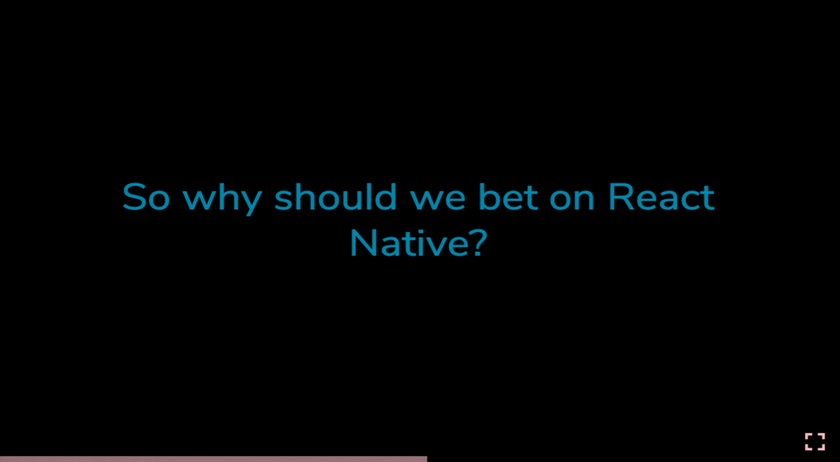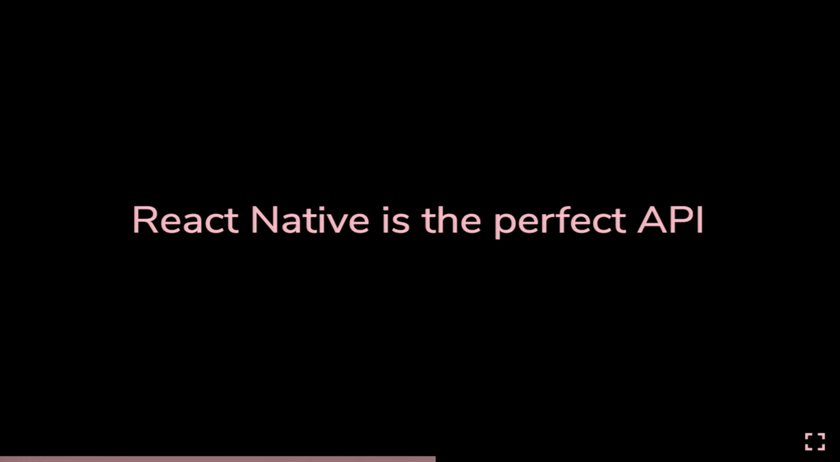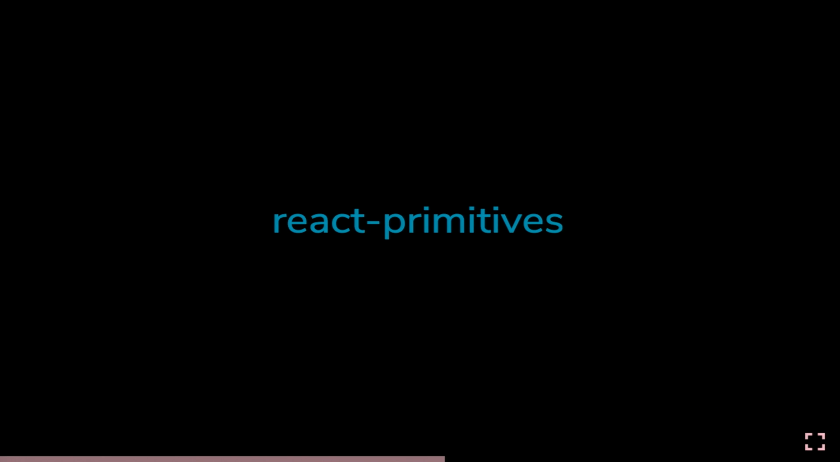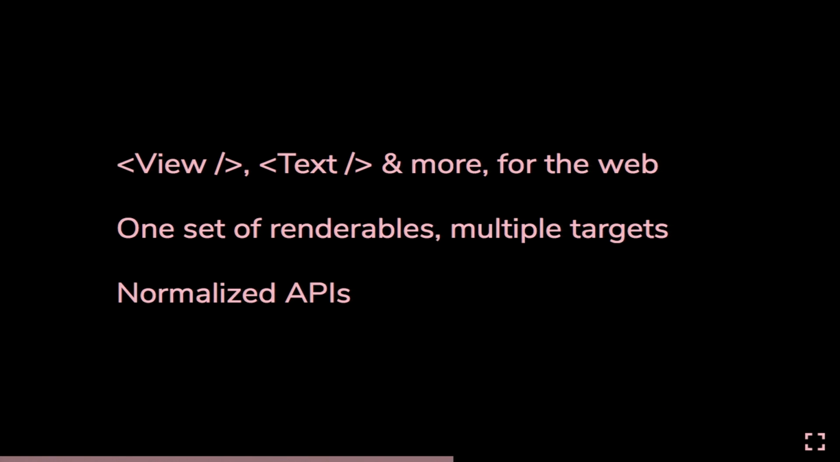So to the topic of the talk. Why should we bet on React Native, right? I'm of the opinion that the React Native API is the perfect API, right? With the view and the text. I think that's great. There's a library out there called React Primitives, and what that does is it's view and text and a couple other APIs, but it's for the web and it's for other things, right? It's one set of renderables with multiple targets and normalized APIs, okay?